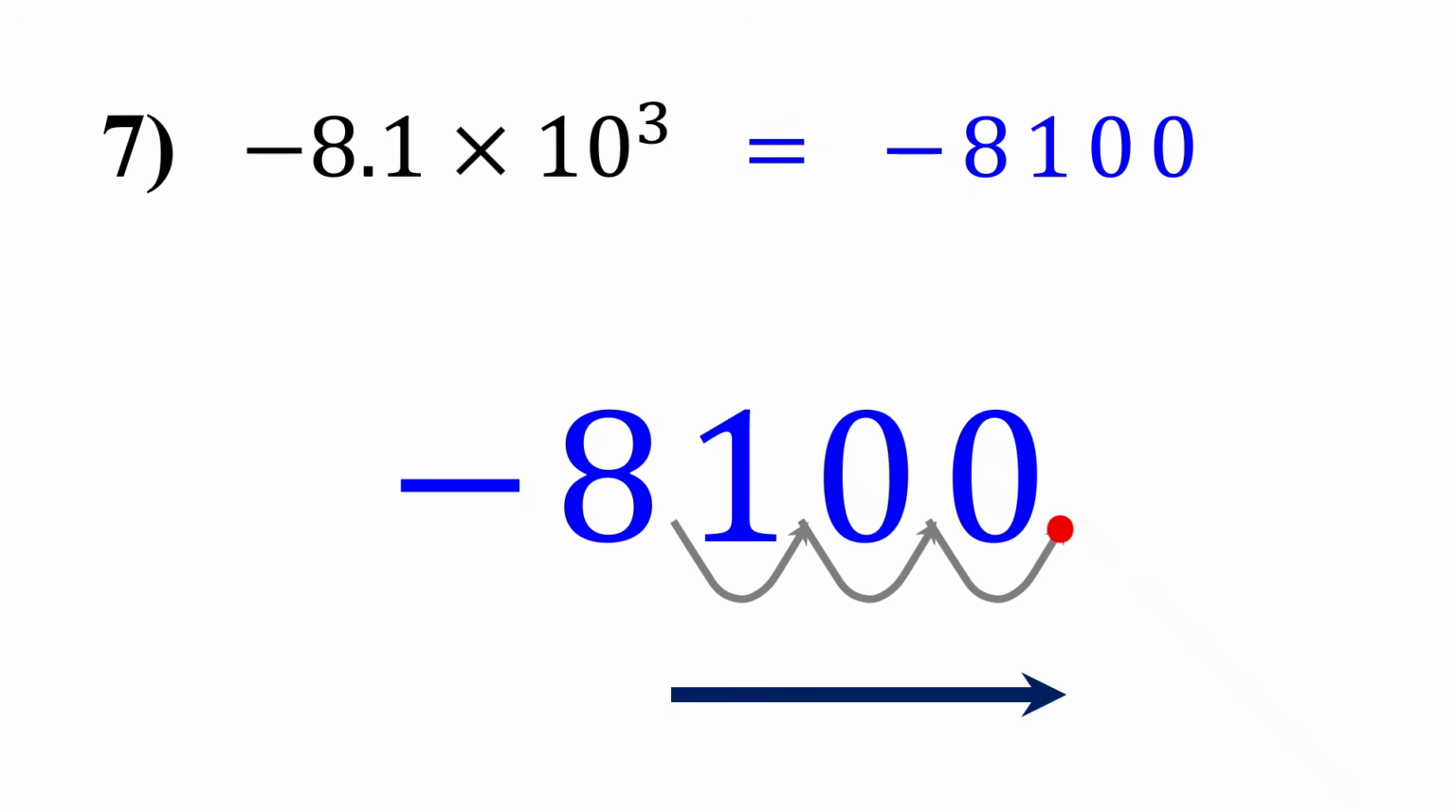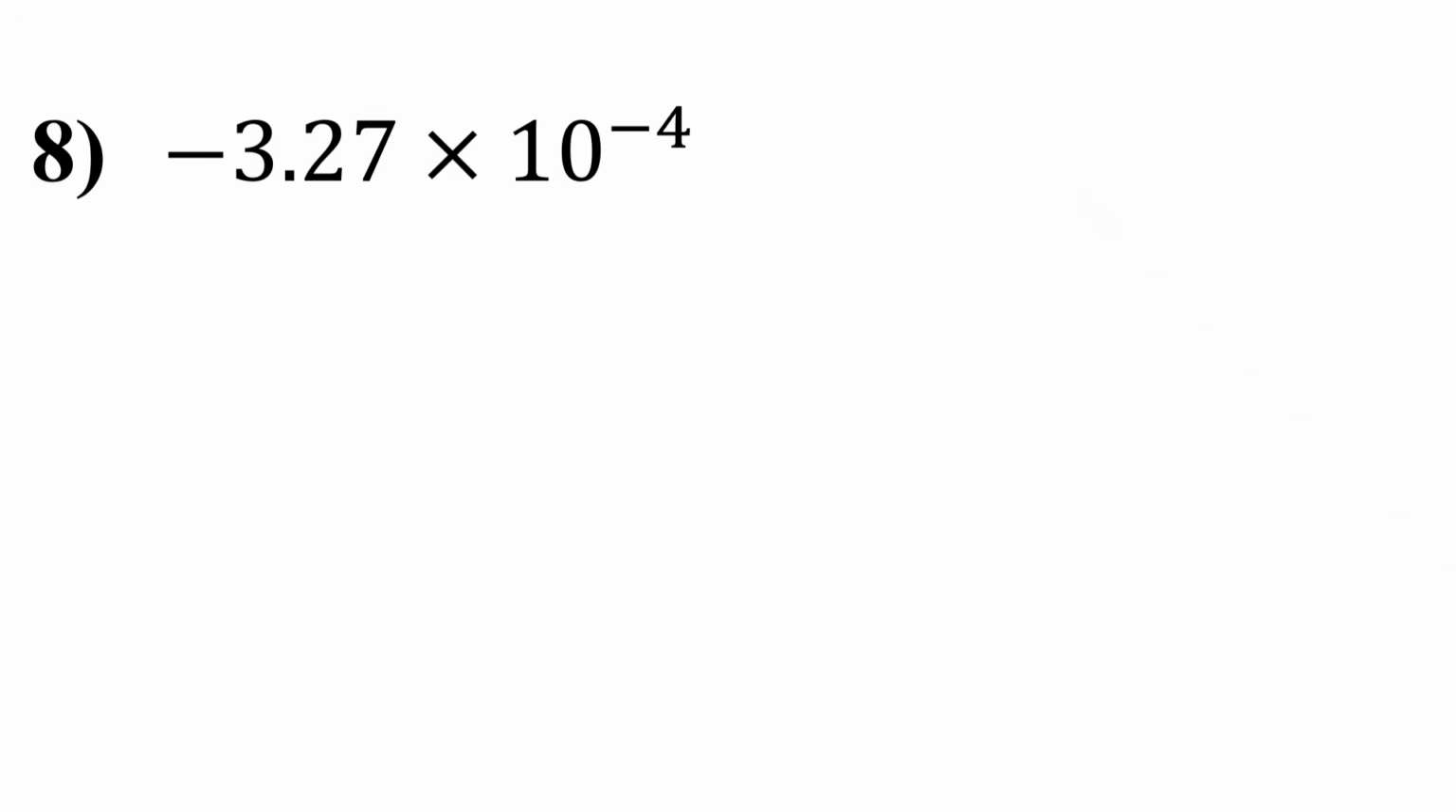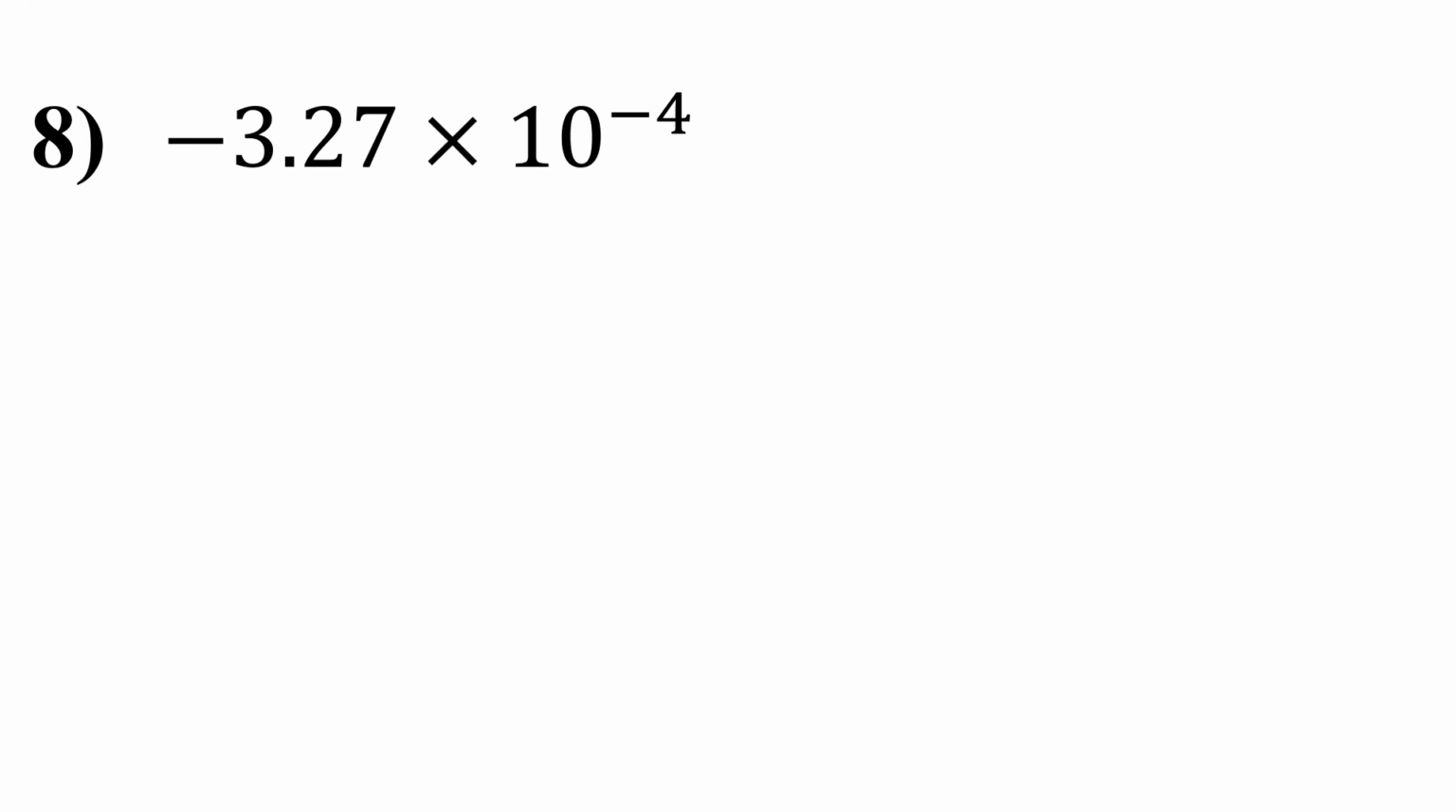So, negative 8.1 times 10 to the 3rd power equals negative 8,100. Notice the negative sign does not change the direction of the decimal movement. It only tells us that the final answer is negative. Pretty easy, right? Great. Now let's try one more negative number, this time with a negative exponent. Pause the video and give it a try. Just follow the same steps.